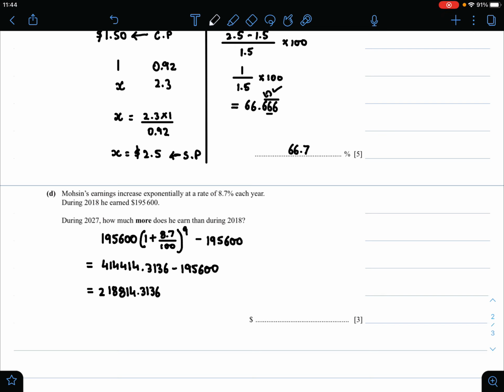Now, since you need to give your answer in 3 significant figures, you will round this answer up. Your third significant figure, which is 8 in this case, and your fourth significant figure, which is also 8. So 8 is greater than or equal to 5. So it rounds off the 8 to the next number, that is 9. So your final answer will be the dollar amount of 219,000. And this will be your final answer for part D of this question.